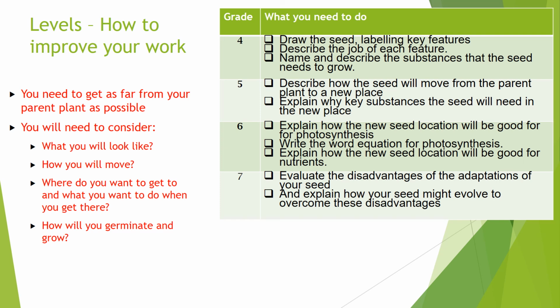This is kind of like the marks that you'll use. So the best ones will have all of these dot points on the right for your seed. Okay, if you just want to do a basic one, you'll only have the first 3 or 5 dot points. So remember, the task is you're getting as far away from your parent plant as possible. You're going to need to consider what it will look like, how you'll move, where do you want to get to, and what you want to do when you get there, and how you germinate and grow. And those are all the different things that you need to tick off. And when we mark them to give house points out, those are what we will be looking at there.